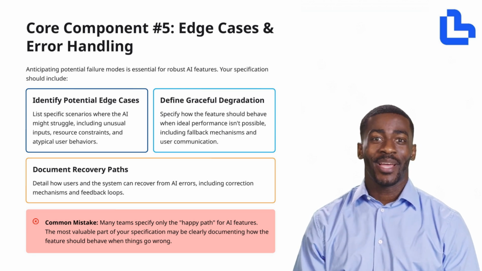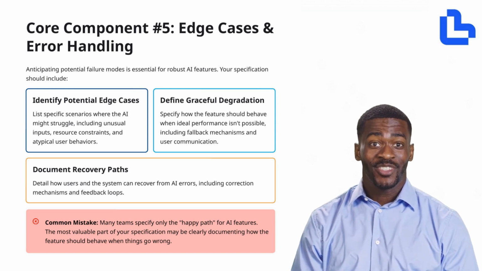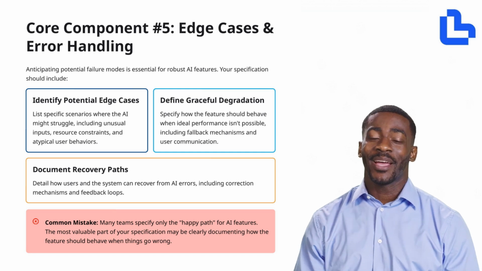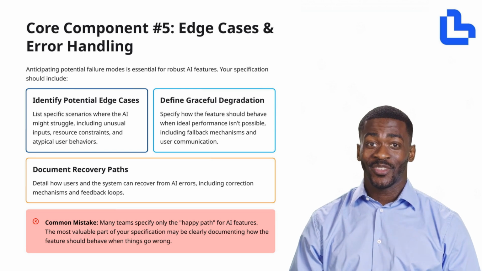Then document recovery paths. If the AI makes a mistake, how can users and the system recover? Can users correct the output? Is there a feedback loop to learn from errors? Can the system retry or escalate to human support? These mechanisms are essential for resilience and user satisfaction.